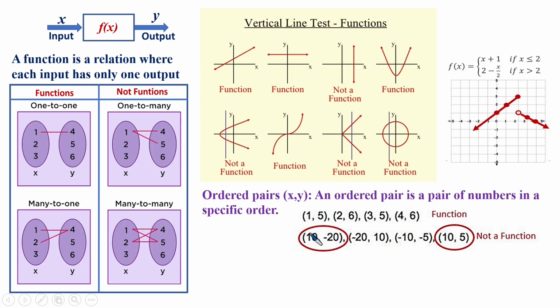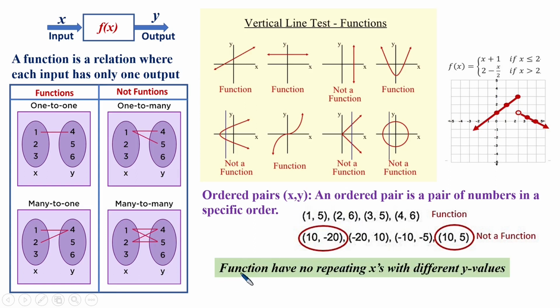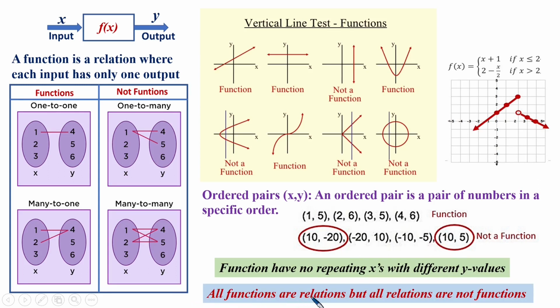Similarly, here, as I said earlier, this is 10 comma minus 20 and then 10 comma 5, so this is not a function. Note here you have to maintain the order, you cannot just flip this. From here you can see that functions have no repeating x's with different y values, and so we can conclude that all functions are relations but all relations are not functions. So these are all relations but they are not functions, only these are the functions based on these conditions.